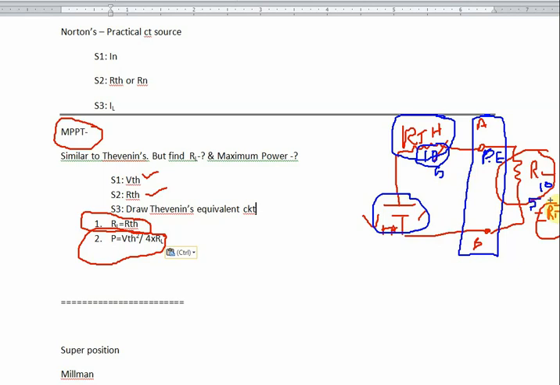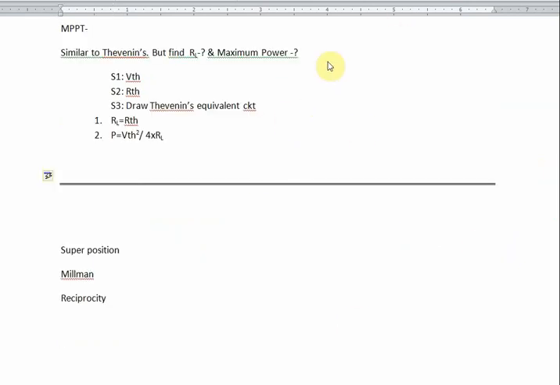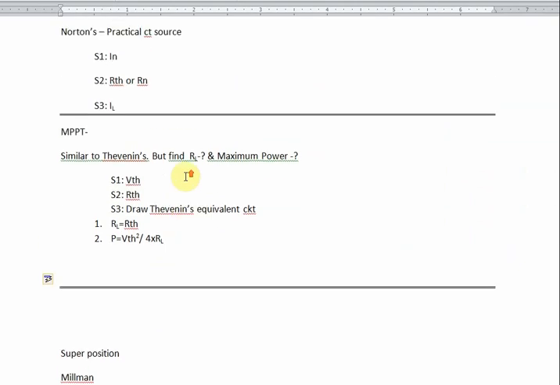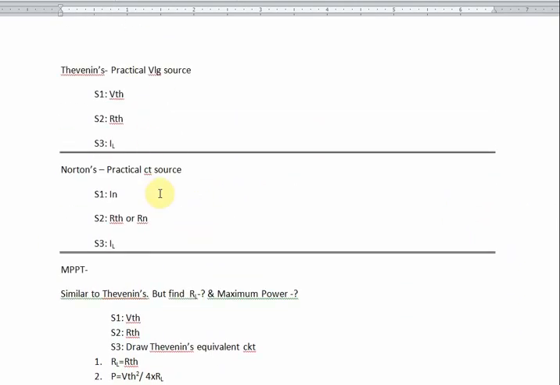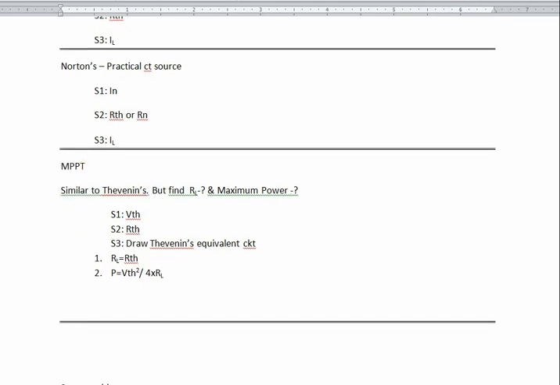So this is about MBBT. Thevenin's theorem, Norton's theorem, MBBT. What does MBBT mean? MBBT is similar to Thevenin's theorem, and you will find the load resistance and the maximum power. That is the difference.